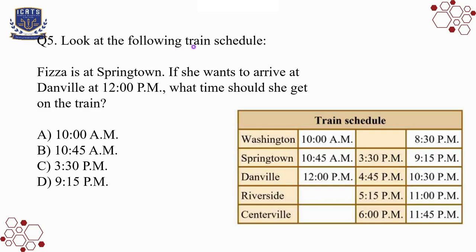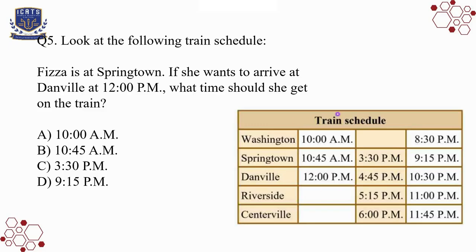Question number 5, look at the following train schedule. Fiza is at Springtown. If she wants to arrive at Danville at 12 p.m., what time should she get on the train? Option A is 10 a.m., option B is 10:45 a.m., option C is 3:30 p.m., and option D is 9:15 p.m.